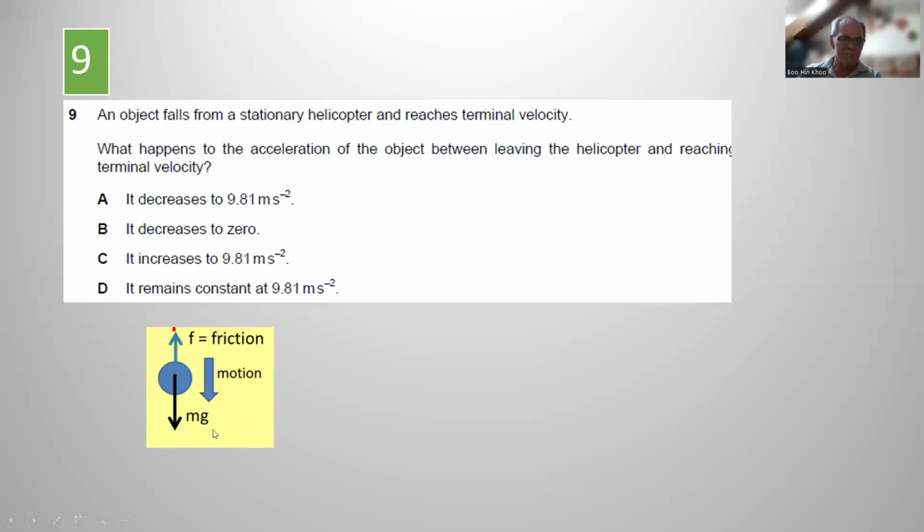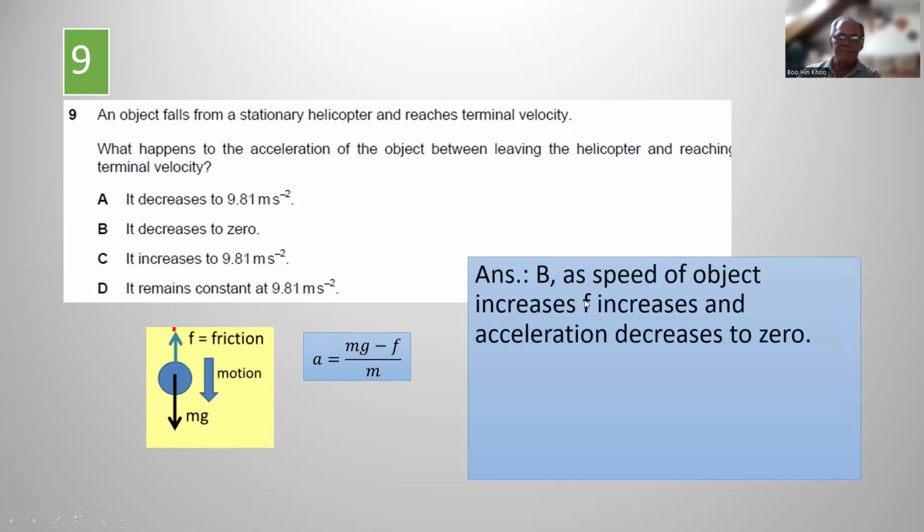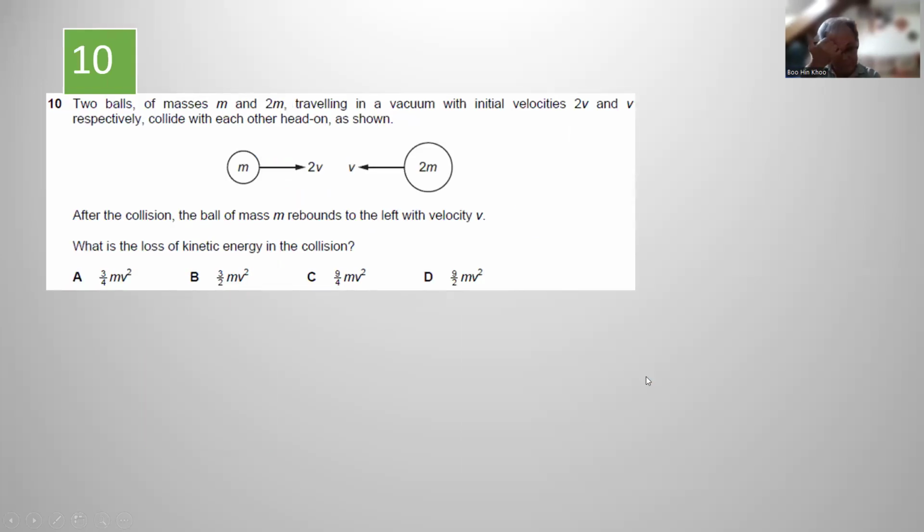There's a weight pulling it down. There's a frictional force pulling it up. There's a motion downwards. That's the equation: mg minus F, divided by m, is the acceleration. So F starts to increase, a starts to decrease. So a will decrease to 0 at terminal velocity. Answer B. As the speed of the object increases, F increases and the acceleration decreases to 0 at terminal velocity. Okay, number 10.